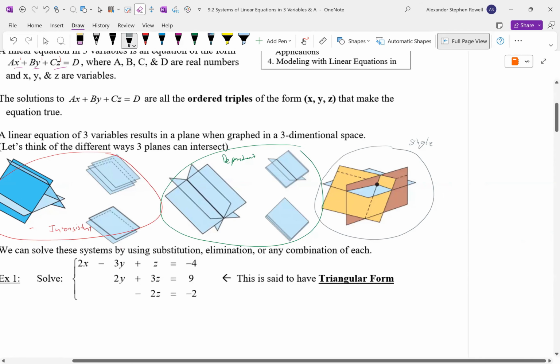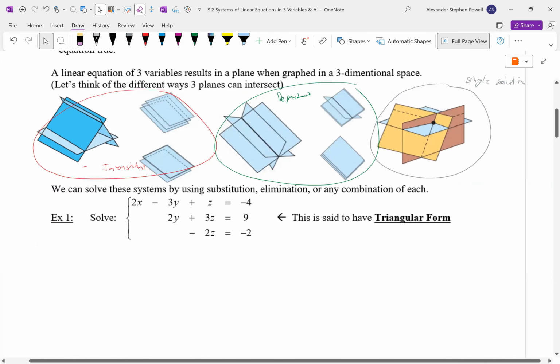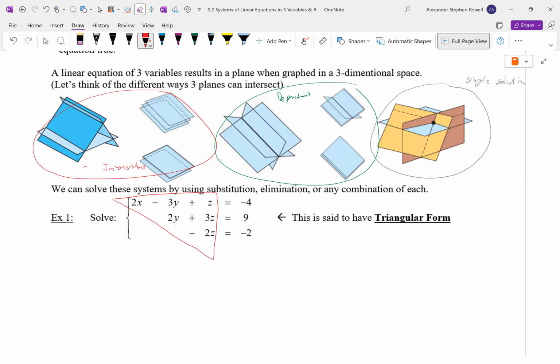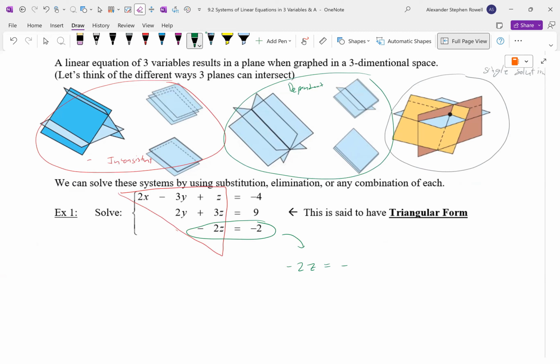Okay, single solution. The first thing we're going to analyze is triangular form. In this case, the second equation is missing your x variable, and the third equation is missing both the x and the y variable. We call this triangular form, and we like it because we can do back substitution. I can solve the last equation for z. If negative 2z is equal to negative 2, how do I solve for z? Divide by negative 2, and we get z is equal to 1. We found one solution.